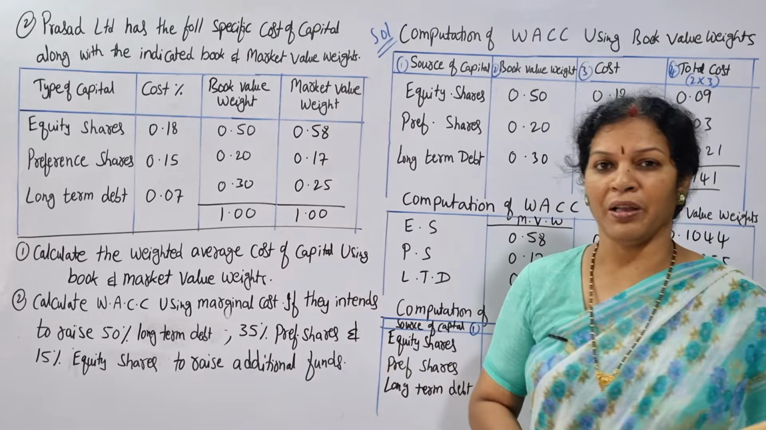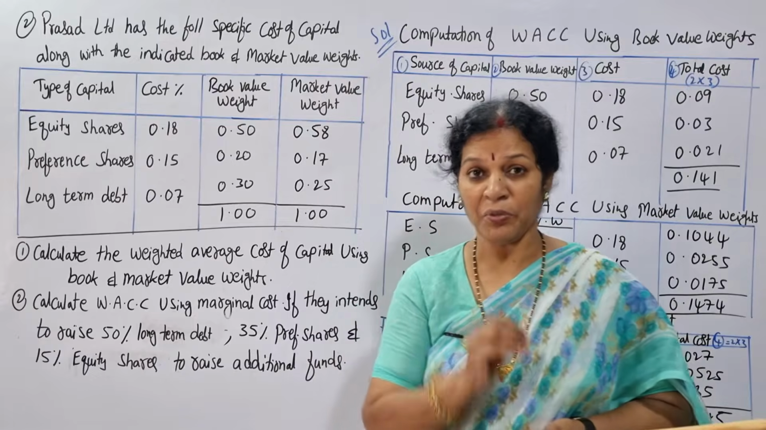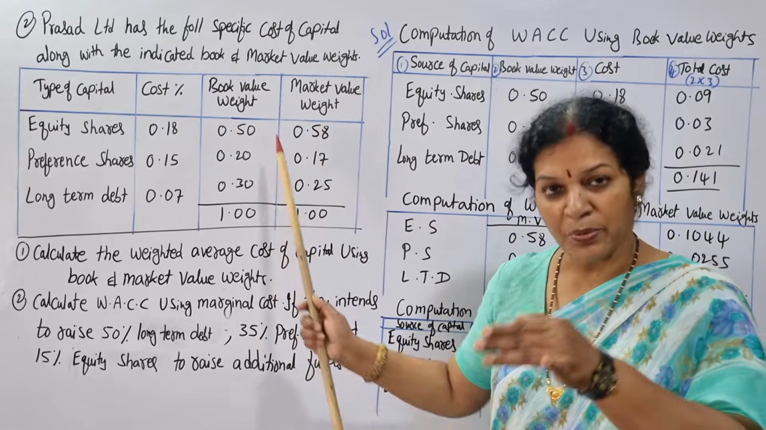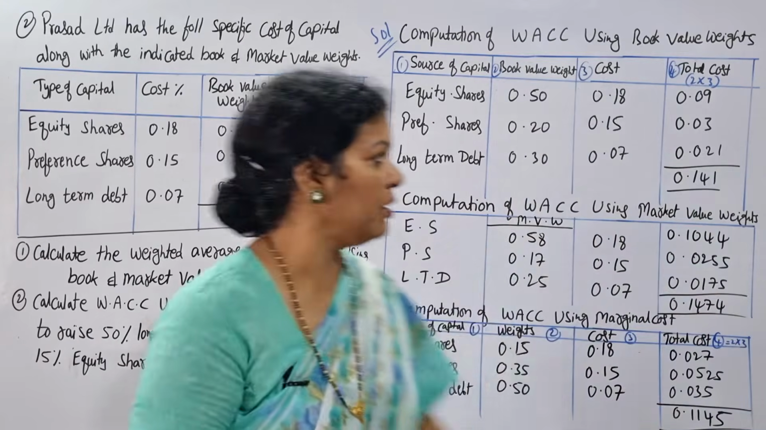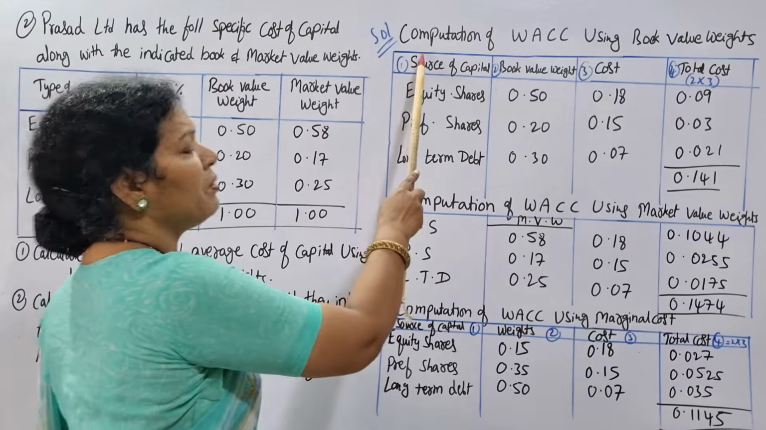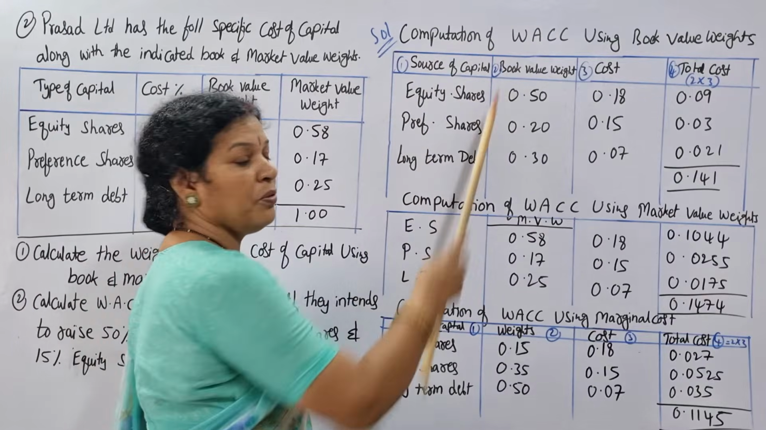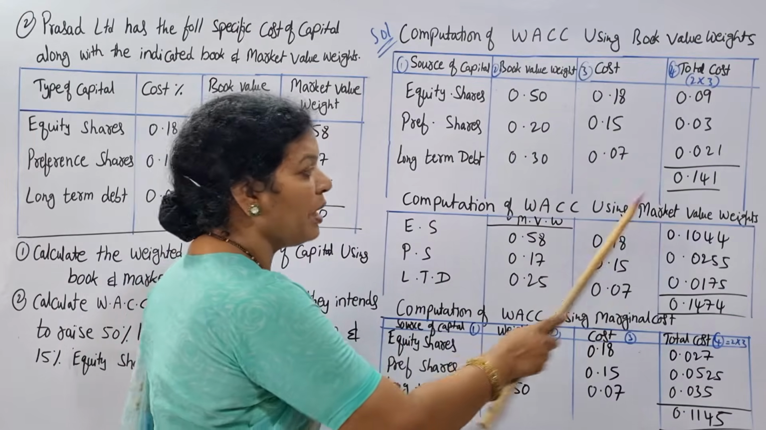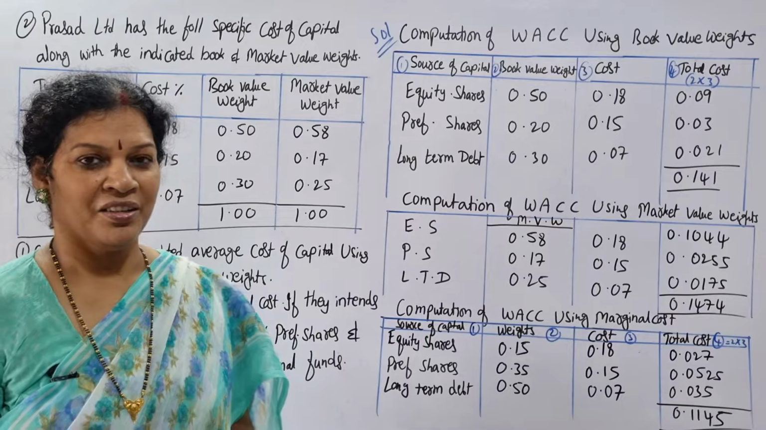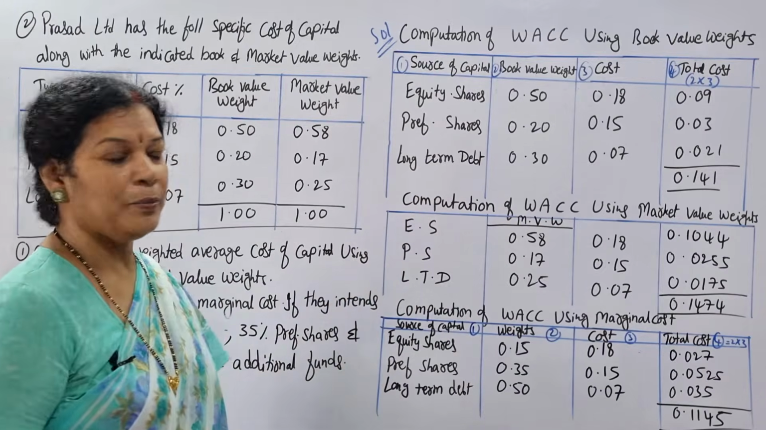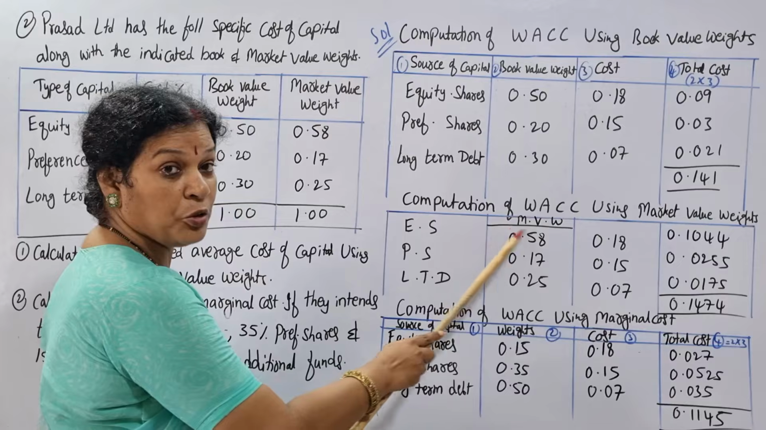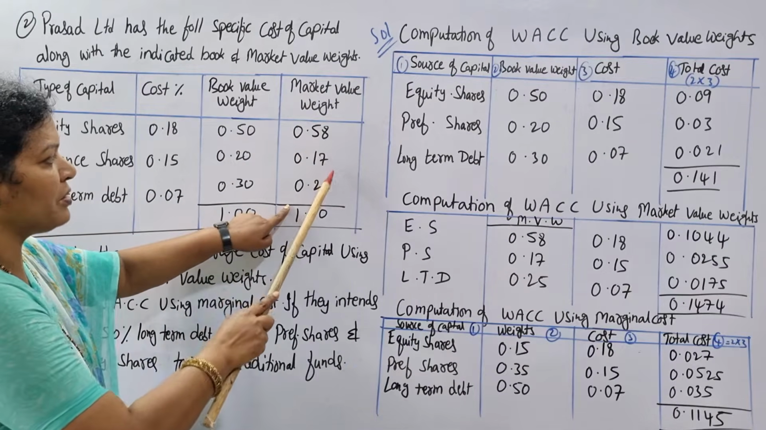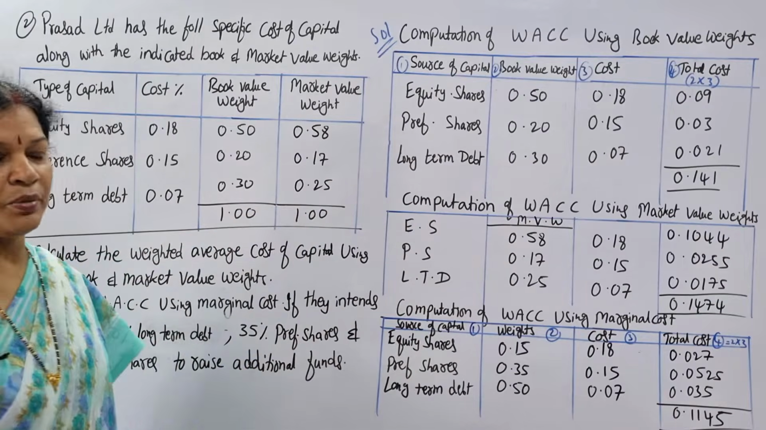The second column is market value. If you see the market value, it is different. It varies. So that value is this much. As per this value also we'll prepare another table, same as this one. What I wrote earlier was computation of WACC using book value. Now here, computation of WACC using market value weight. Same source of capital. Here the book value weight is turned into market value weight. Market value weights are 0.58, 0.17, 0.25. So this I have written.